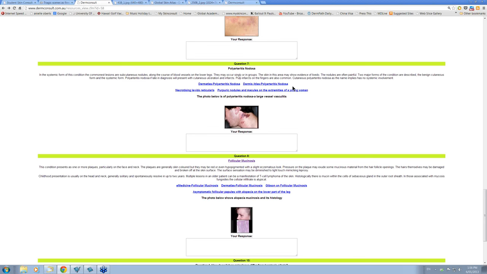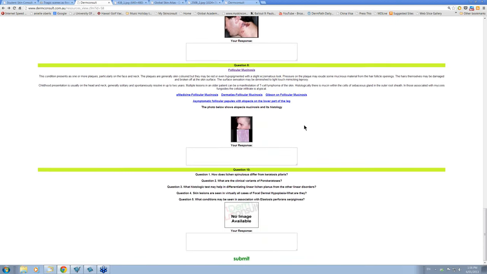In cutaneous PAN, as the name implies, there's no systemic involvement. There are some cases here as well that you might want to look at. Follicular mucinosis is worth seeing. There appears to be a benign and a malignant variant, and the malignant variant is one of the variants of T-cell lymphoma. It may present as a follicular mucinosis.